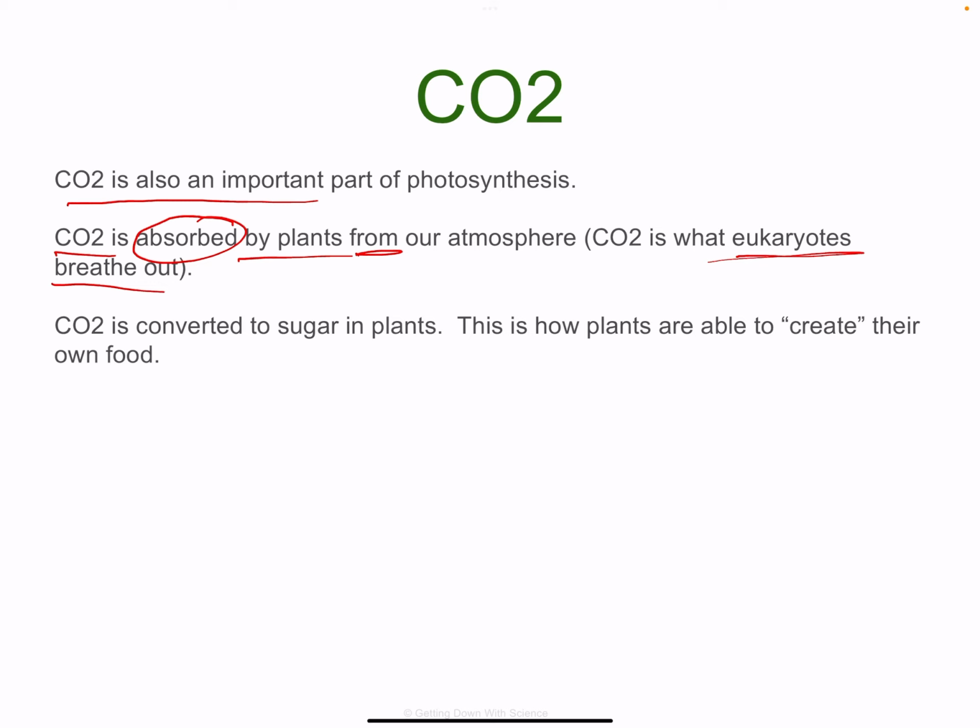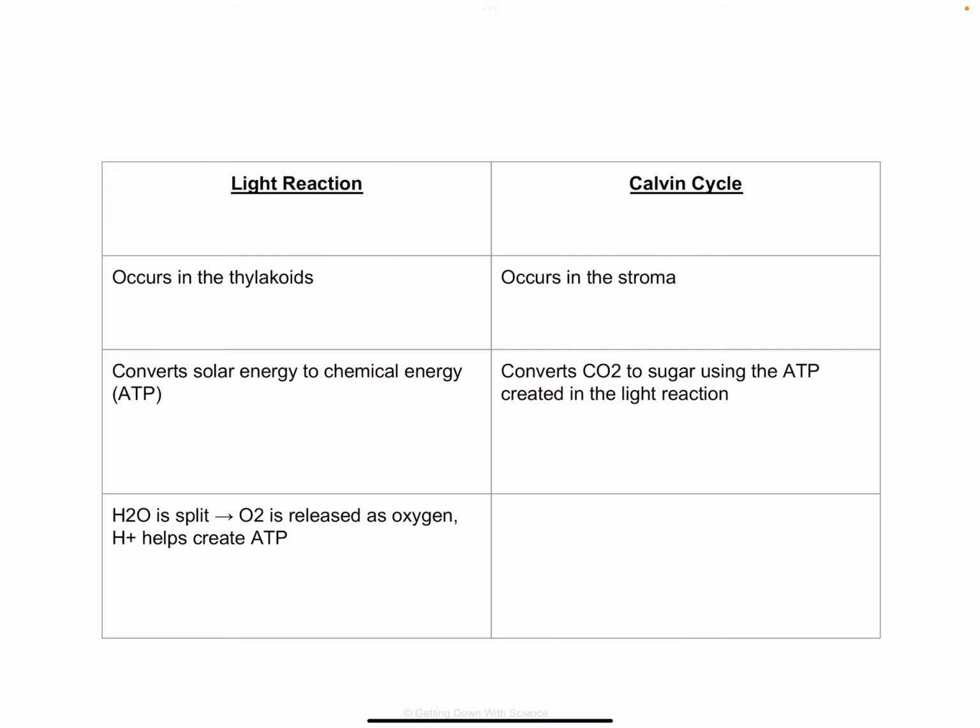And how do they bring that in? It's absorbed, once again, in the stomata, right? Those pores. And so the plant brings it in. CO2 is converted to sugar, right? So this is how plants create their own food. So as CO2 moves throughout photosynthesis, it's eventually going to go into the Calvin cycle, where it's going to get converted to glucose. Okay?